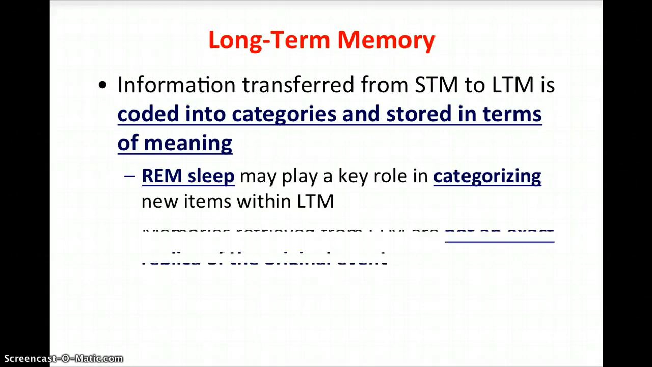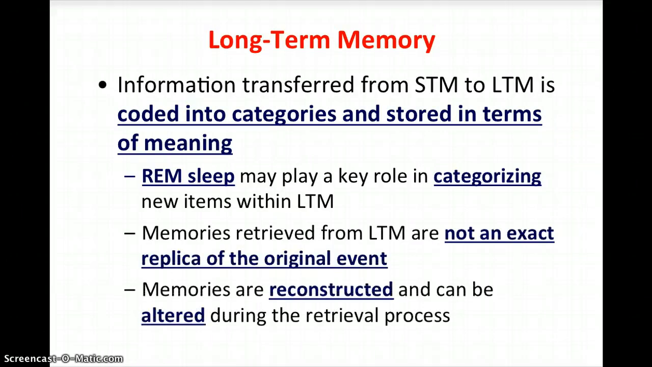All right, now long-term memory is when information is transferred from your short-term memory into long-term memory. It's coded into some type of category, and it's stored in terms of meaning. So you put them in different categories. Remember I put the picture up on the board of, we started with like a few words and then got them all into different categories. So memories that are retrieved from your long-term memory aren't exact replicas of the original event because they're reconstructed. And because you put them back together before you use them, sometimes they can be altered. And in a lot of cases, they are altered.